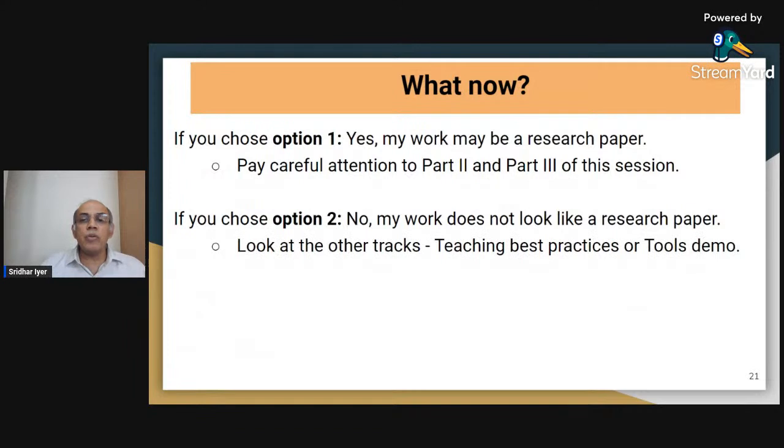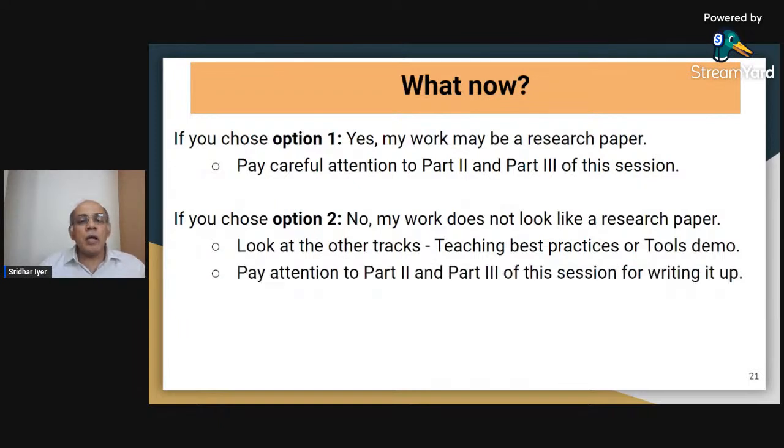Then what you can do is look at the other tracks. So maybe you're still talking about a teaching best practice for which you have not generated a lot of evidence. That's okay. You can put it in the teaching best practices session. Or maybe you have come up with a tool, an app, but you have not completed the user testing of it, or you have not completed evaluating whether it is useful or not. So again, you might put it in the tools demo track. So that is one thing you can do if you're in option 2.